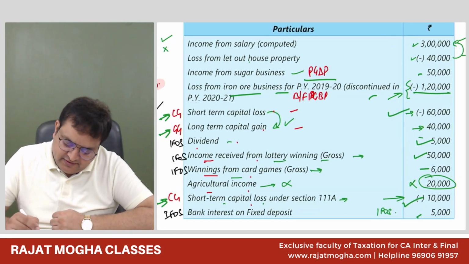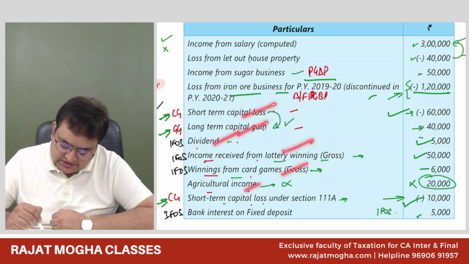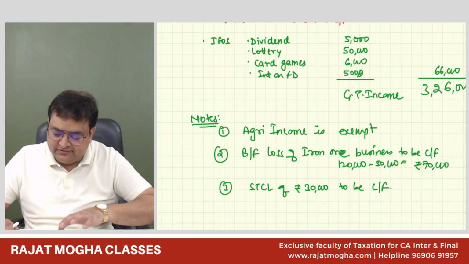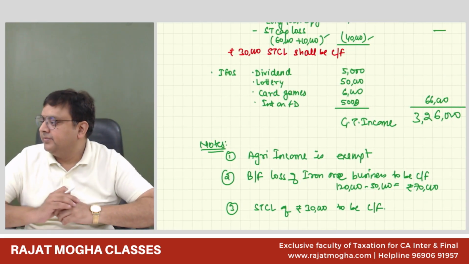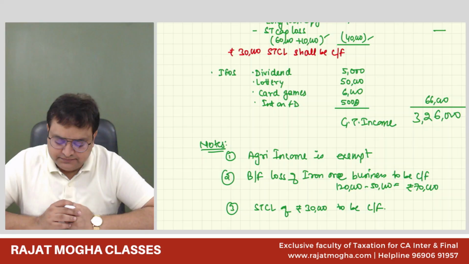Just see if you have taken everything. Salary you have taken, house property, sugar business, iron ore business you have taken, short-term capital gain, long-term capital gain, dividend income, lottery, game show, agriculture income you have shown, short-term capital loss, bank interest on FD you have taken. Everything you have taken, this is how you should show it. Done?